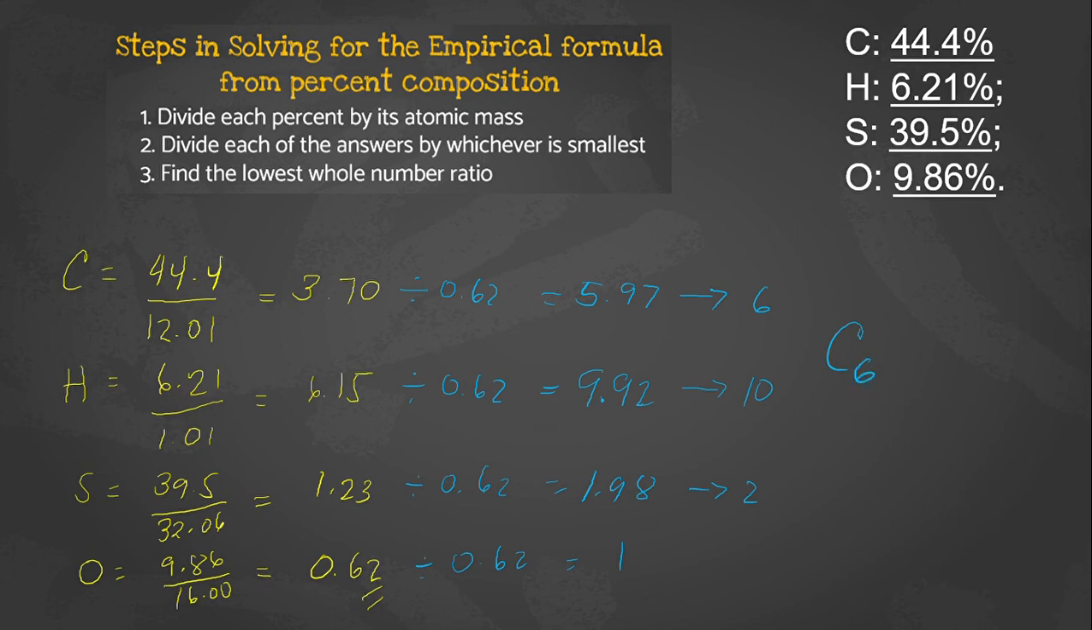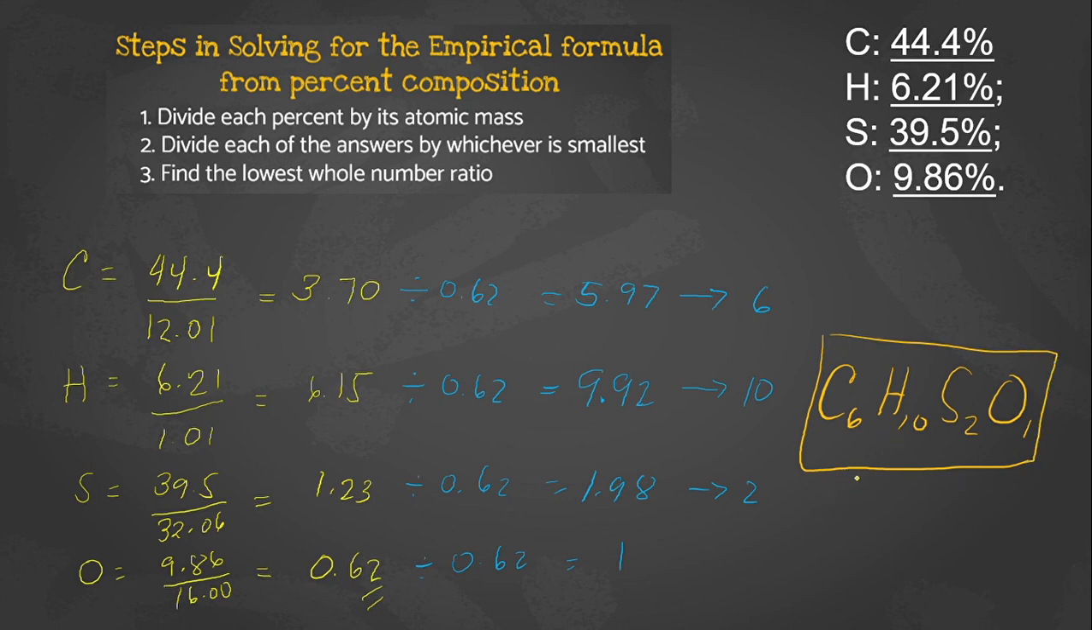Palitan natin ng color ulit para mas madali natin visualize. Ito na, yellow na matingkad. So, carbon is 6. Hydrogen is 10. Sulfur is 2, while oxygen is 1. So, this is the empirical formula for allicin. C6H10S2O1. O kahit na hindi na natin isama itong 1. Okay? Okay lang naman.